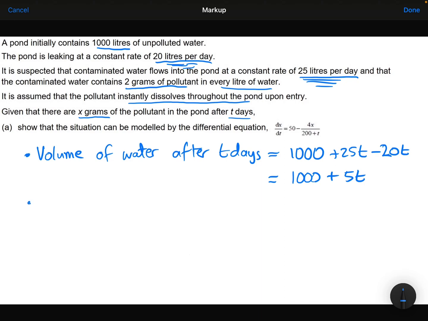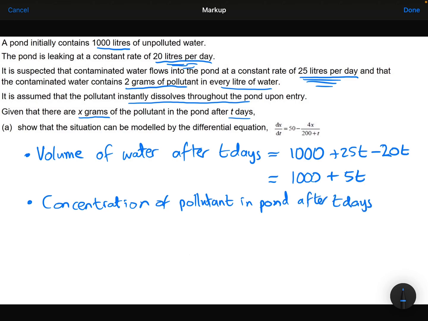Step 1 done. Step 2, we're going to work out the concentration of the pollutant, in this case, in the pond after t days. Well, how much pollutant do we have in the pond after t days? We have x grams of pollutant in the pond after t days, so x divided by the volume after t days, which we worked out before was 1,000 plus 5t.